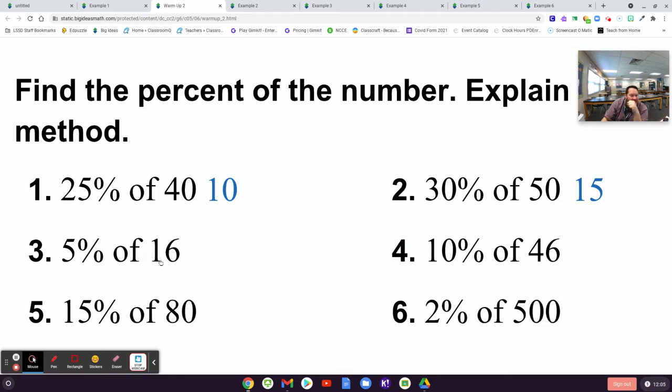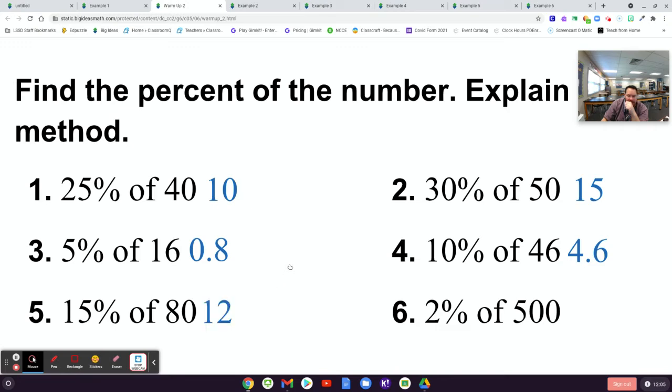Okay, what about 5% of 16? Okay, that is 0.8 or 8/10. So again, 5% is 1/20th when you simplify it, and 1/20th times 16 is 16/20ths or 8/10, or 4/5 you might have had as a fraction. Okay, 10% of 46 is? Okay, a shortcut on this one, anytime you're finding 10%, you just move the decimal over one spot. So 10% of 46 is 4.6. It's 1/10 of 46.